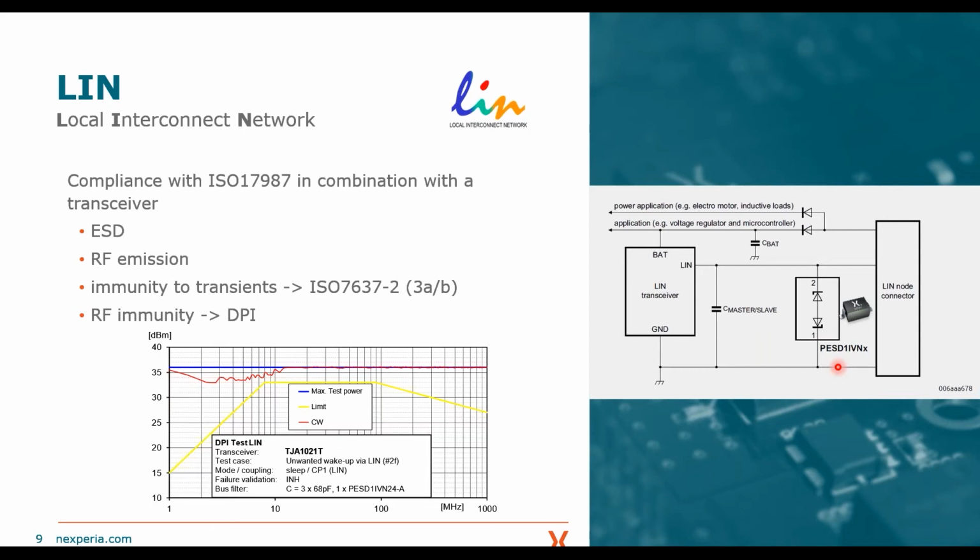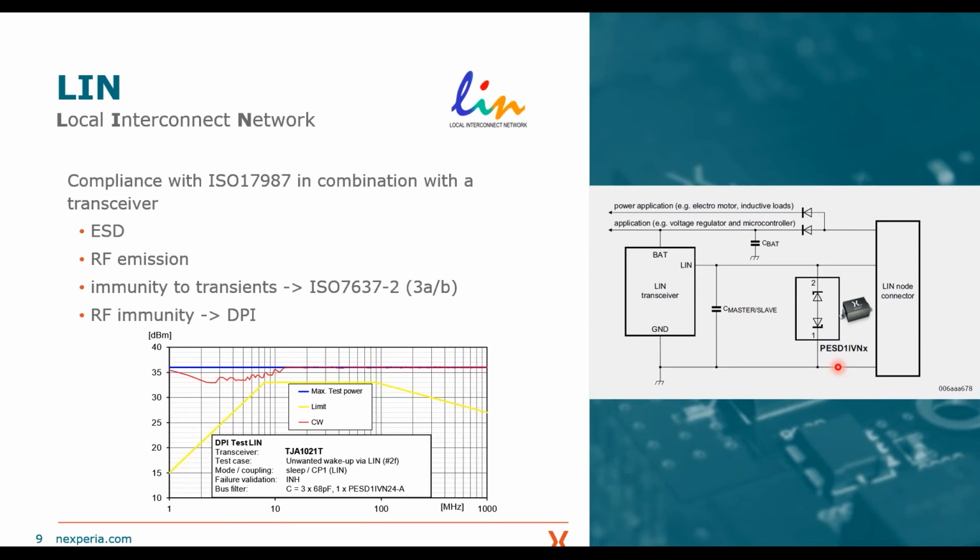RF emission is also not usually related to the ESD protection. The immunity to transients, which simulate some pulses on your battery lines, is also not a problem for the ESD protection, but there's this RF immunity, which might be a problem here and there. In 99%, there is no problem at all, but sometimes there is a problem with this RF immunity test with the DPI, the direct pulse injection.